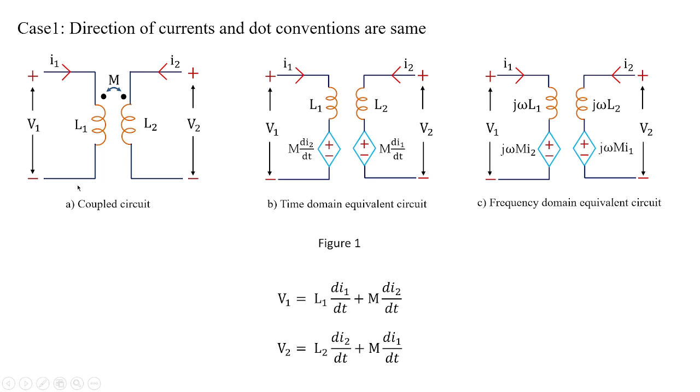So for figure 1 under A, B or C, the voltage relations and differential current relations are framed in this fashion. I hope you understood how we frame this.